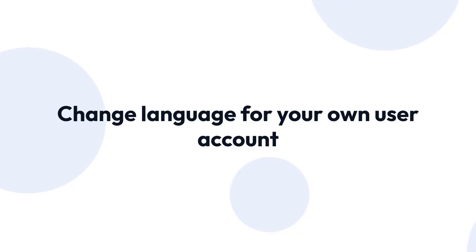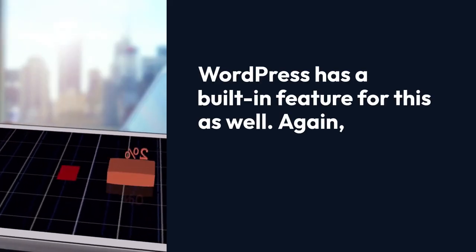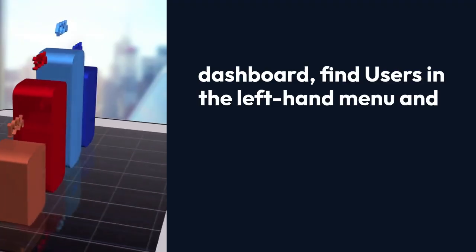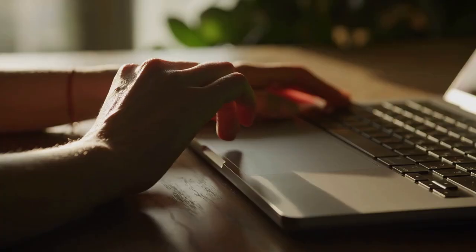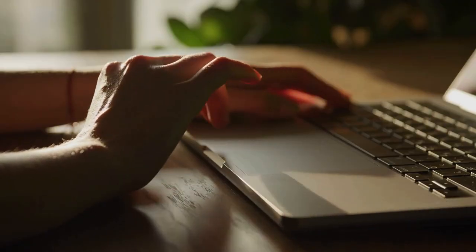But what if you only want to change the language for your own user account, without affecting other users? This is very useful for websites with multiple authors or editors. WordPress has a built-in feature for this as well. Again, from your WordPress dashboard, find Users in the left-hand menu and then click on Profile. On your personal profile page, you will see a language option with a drop-down menu.